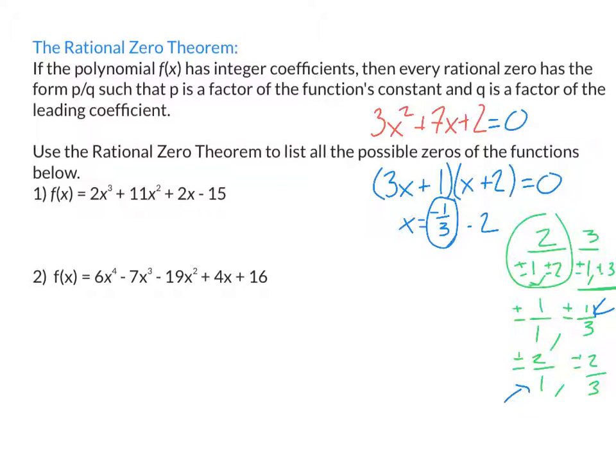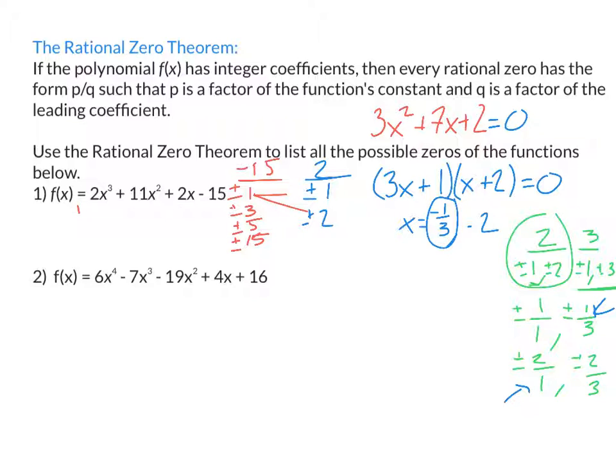And so we look at our constant, the negative 15 first. Things that multiply into 15: 1, 3, 5, and 15. Again we have to consider both the positive and negative versions of those. If we look at the 2, 2 only has two factors, a 1 and a 2. Now, to make our list, we take our number from the constant and divide it by the number from the leading coefficient. So I'll start with the 1 and match it up to the 1 and the 2.